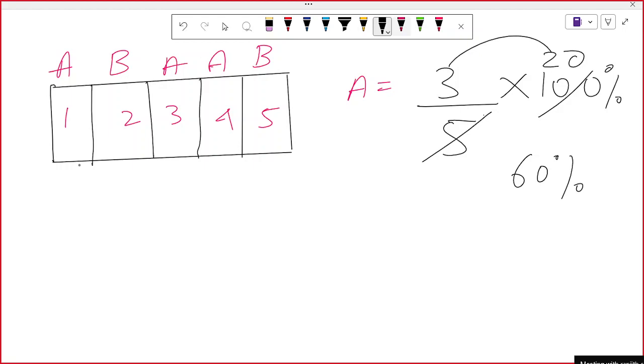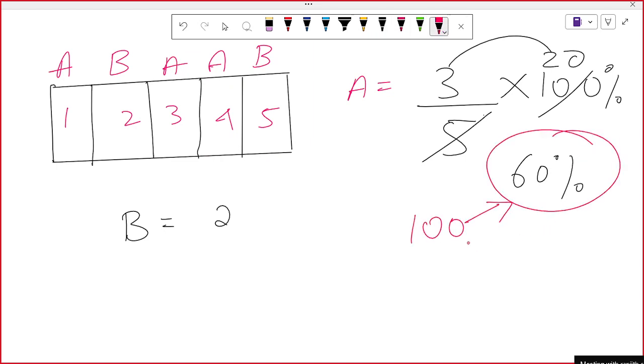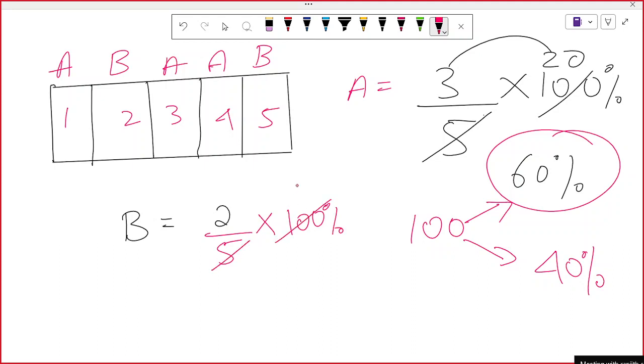If 100 kg is divided, we'll get such a question. And what is the percentage of B, the chocolate which B gets? So 2 by 5 into 100. Look here, one more practical question. If A gets 60%, the total is 100. A gets 60, then how much will B get? So 40%. This is a practical question. Just subtract. 2 divided by 5 into 100%.